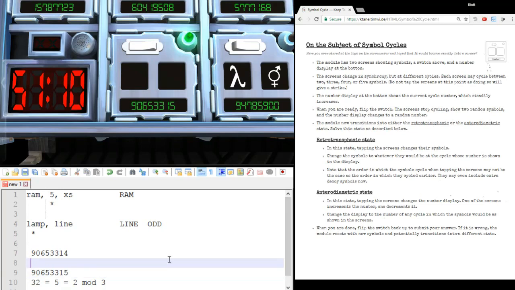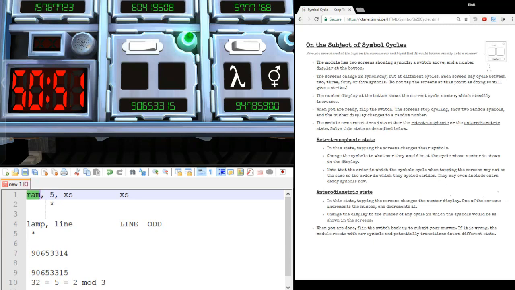Now, say that did not work. Let's ignore the one we actually did. Let's say X's was what I got. 2 mod 3 would have put me at RAM. RAM is not what I need. I need x's. Here's what I do if I get into this sort of state.